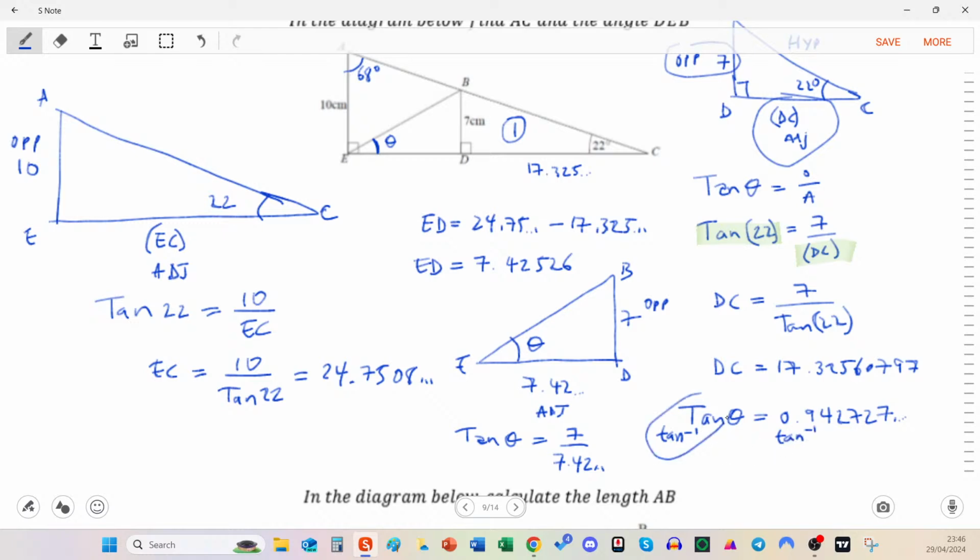What that does is get rid of the tan. It's an inverse, you see. So theta equals inverse tan of that. So shift tan is how you get to the inverse. I'm going to click answer because I kept it in the answer. 43.3139 ... degrees, because this is an angle.